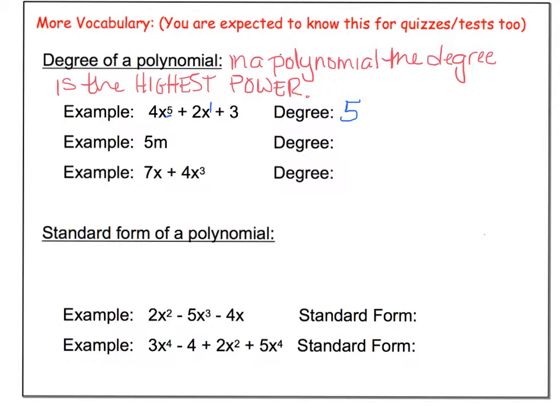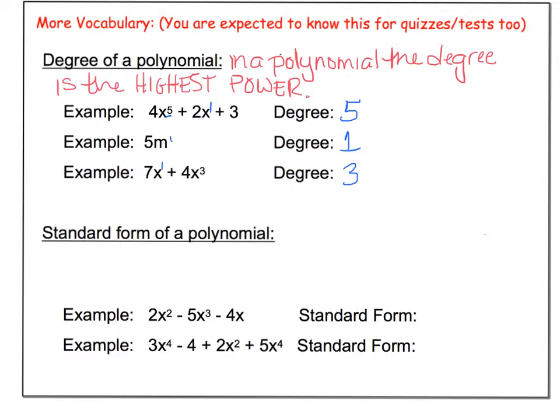The next one is a monomial, and its highest power is just 1, and so this is a degree 1 polynomial. And then we have a binomial here, and this power here is a 1, and this one is a 3, and so this is a degree 3 polynomial.